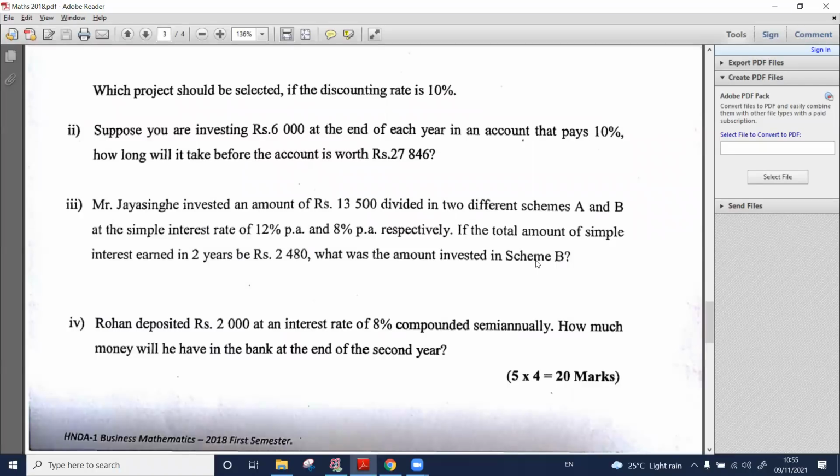They are asking how much was invested in scheme B. So how can we solve this one?